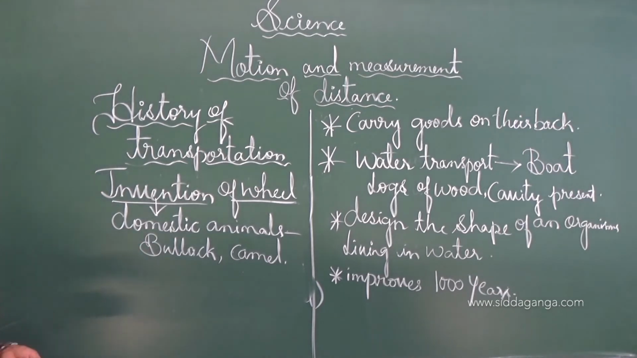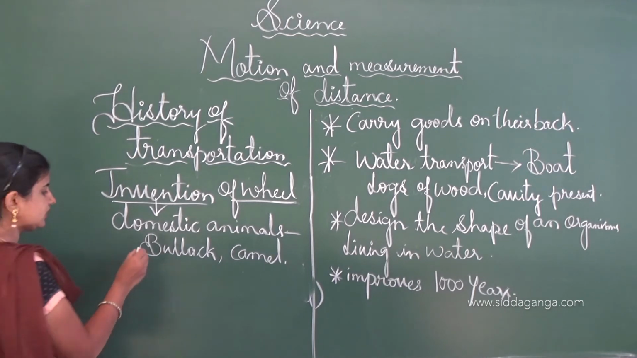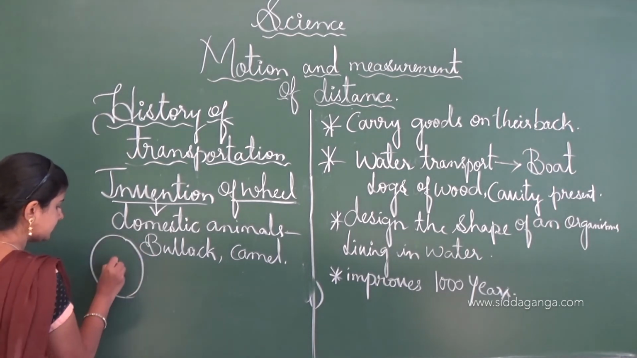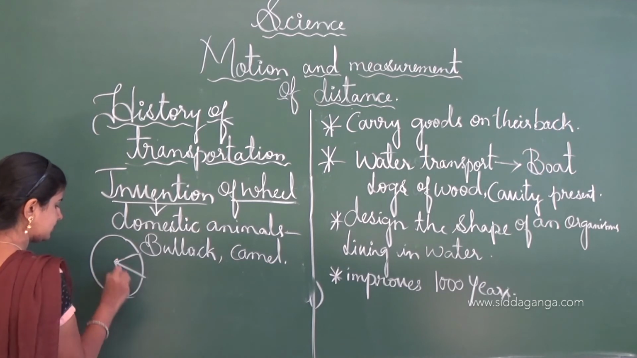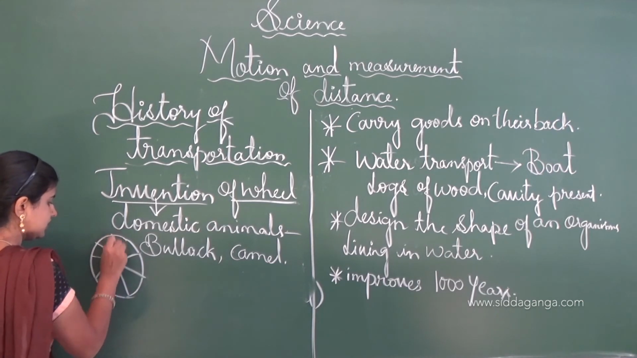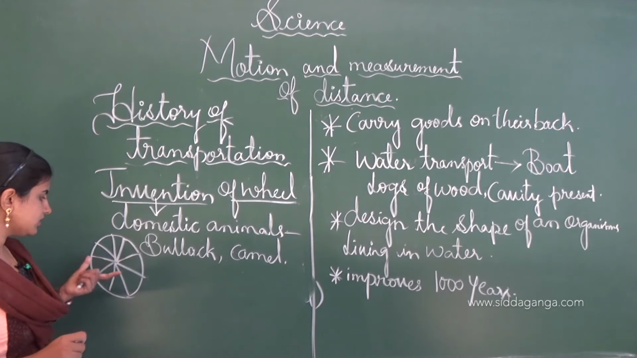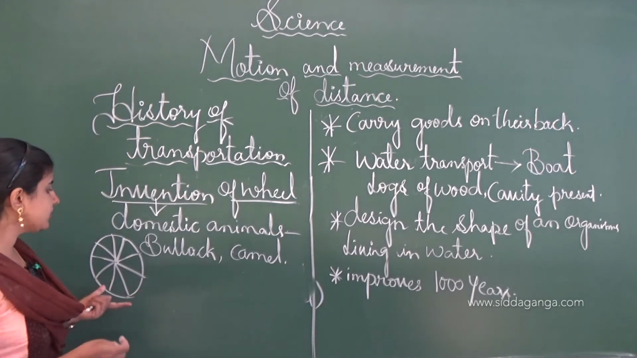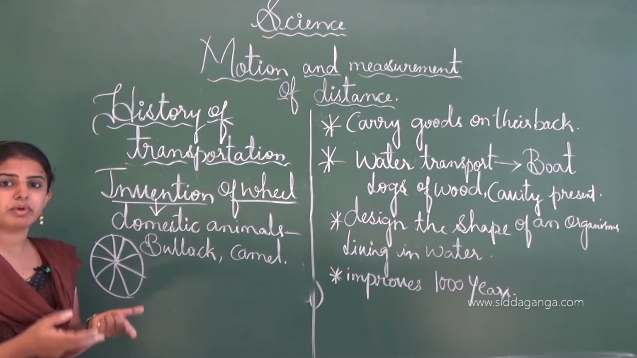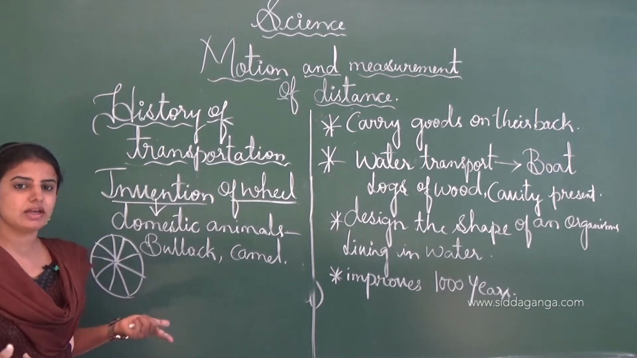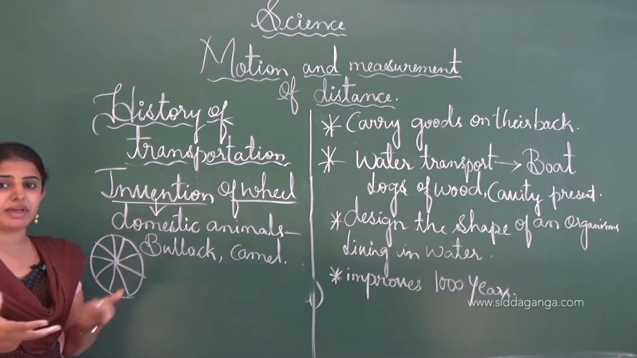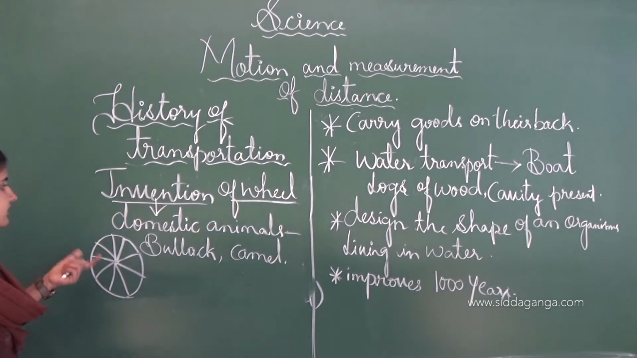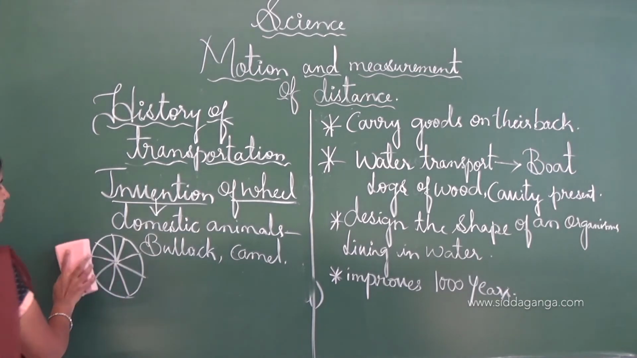And next one is the invention of the wheel. See, usually the wheel will be like that. So these wheels will be fitted to the cart, and thereby animals will pull the cart and travel from one place to another place. Like that in those days the invention of the wheel made a great change, and this is all about the invention of wheel. Next we shall move on to the invention of the steam engine.